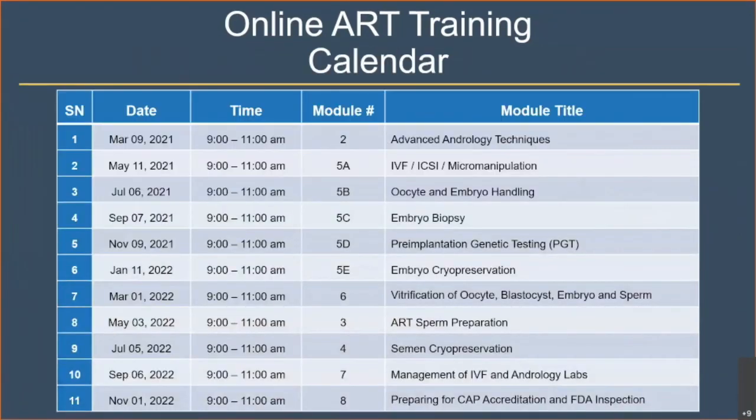And the subsequent slate of programs has already been planned now. After this presentation in March, we are going to go into the embryology related topics starting in the beginning of May on IVF, ICSI, and micromanipulation. Then it will be on a monthly frequency. Actually, bi-monthly frequency, it will be July that we will have oocyte and embryo handling. In September, embryo biopsy. November, pre-implantation genetic testing.